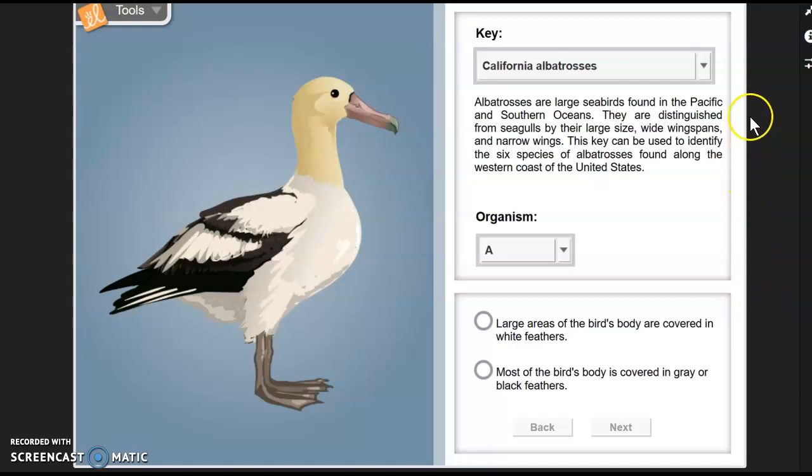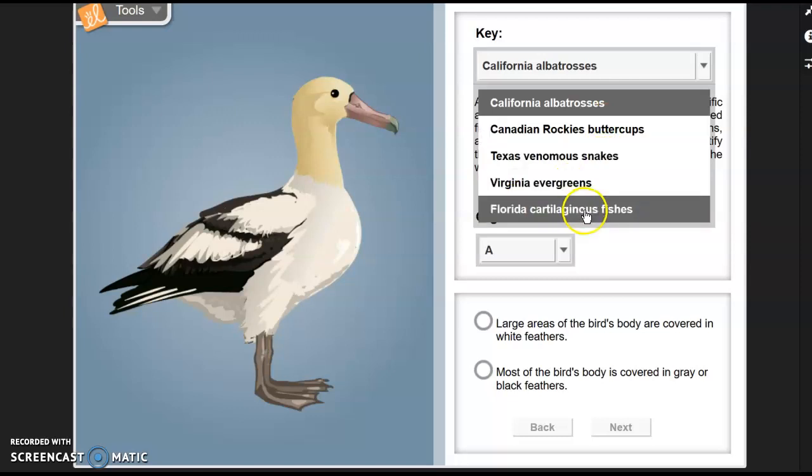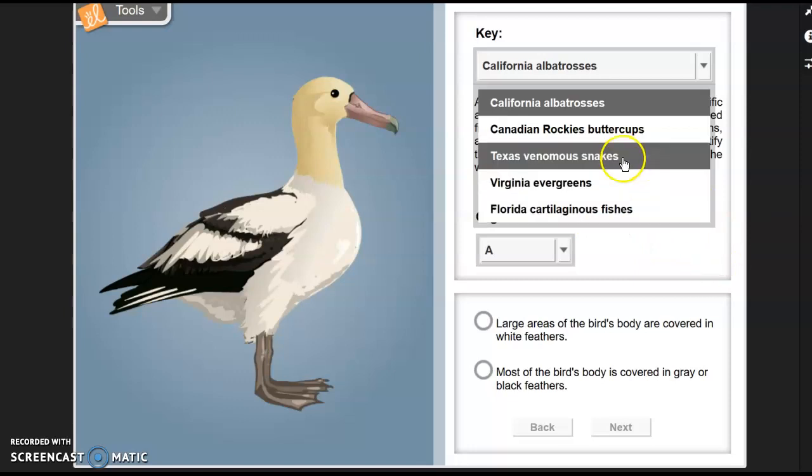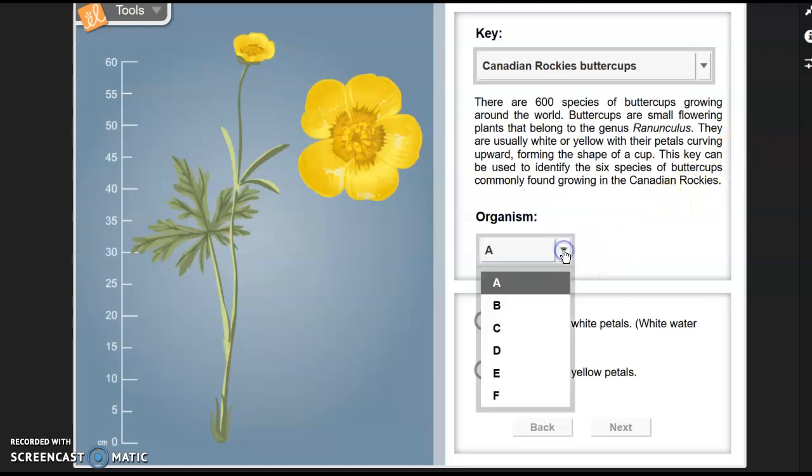Now, in this dichotomous key, we are going to be looking at 5 different categories of animals and plants: albatrosses, buttercups, venomous snakes, I know you'll like that one, evergreens, and Florida fishes. When you pick one of those, and I'm going to start off with the buttercups, you're going to be able to identify 6 different types of buttercups. There are 600 species in the world, so these are just 6 of the species that are in the Canadian Rockies.